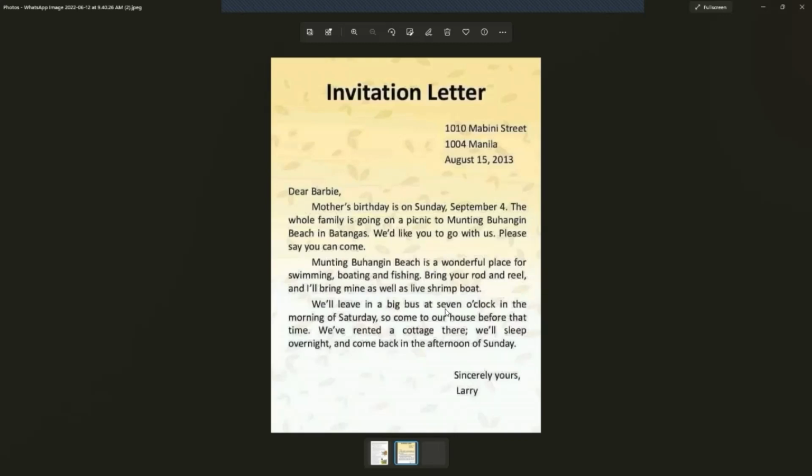We'll leave in a big bus at 7 o'clock in the morning of Saturday. So come to our house before that time. We rented the cottage there. We'll sleep overnight and come back in the afternoon of Sunday. Sincerely yours, Larry. Okay, so this is kind of an invitation to go on a trip. So you also can write a letter of your own looking at this. In your left hand page, please copy the things as it is. In your right hand, you can write an invitation letter of your own.